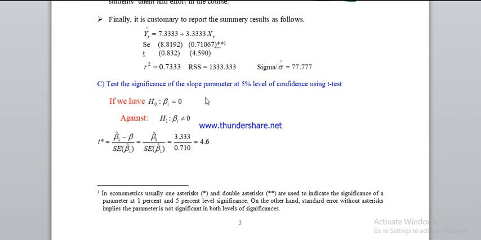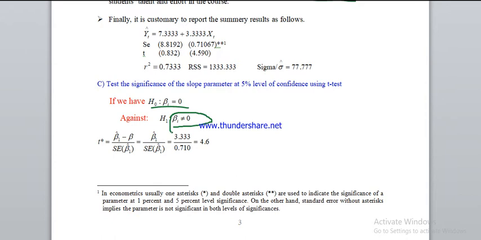The third question is test the significance of the slope parameter at 5% level of significance. In social science, out of 100, 5% error and 1% error is tolerable. That is the 95% confidence interval or 5% significance. So our null hypothesis is that beta 1 is not different from 0, beta 1 is not significant, against the alternative hypothesis that beta 1 is different from 0.